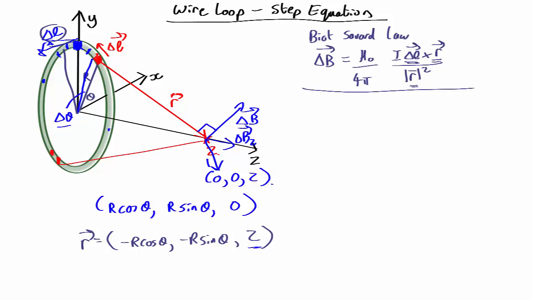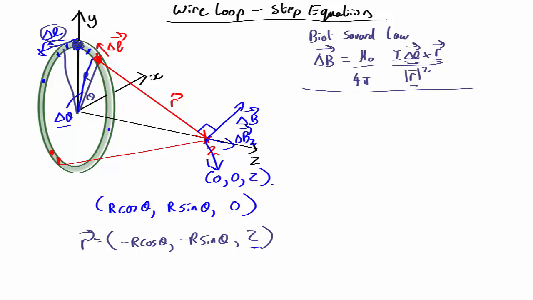Okay, so we're going to take this little bit of the arc over here and work out its effect on the magnetic field over there, and then we're just going to add that up all the way around the circle. Now the effect of a little bit here on there is given by the Biot-Savart law.